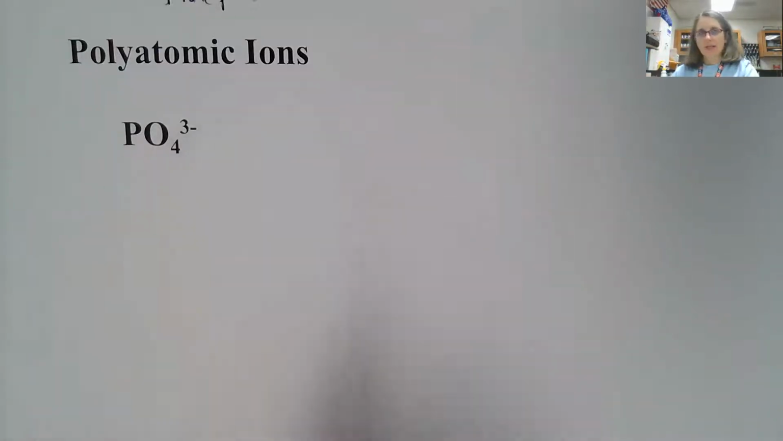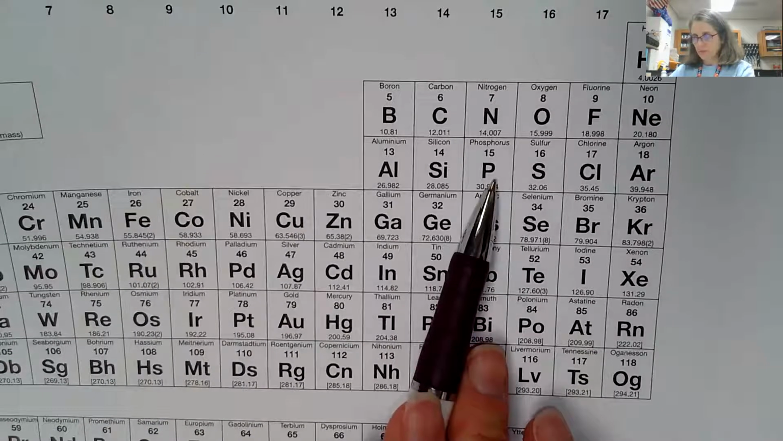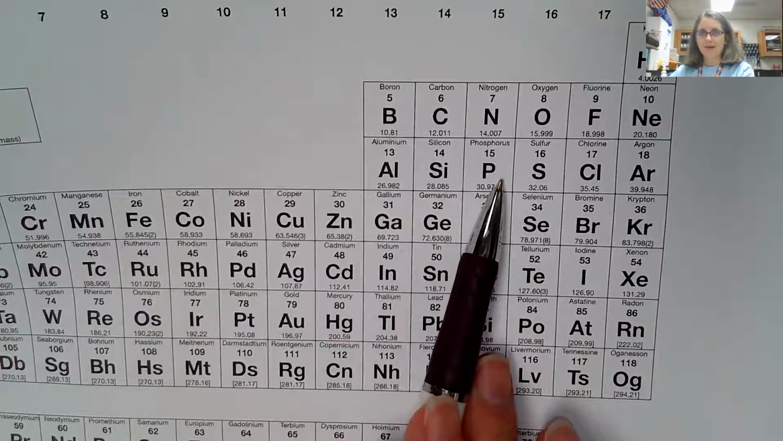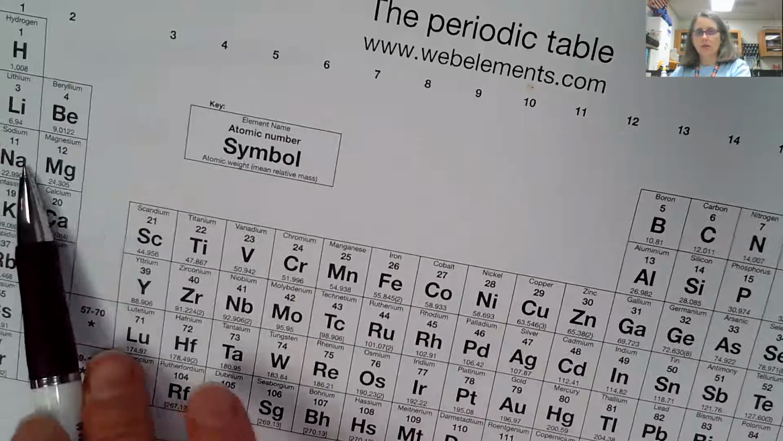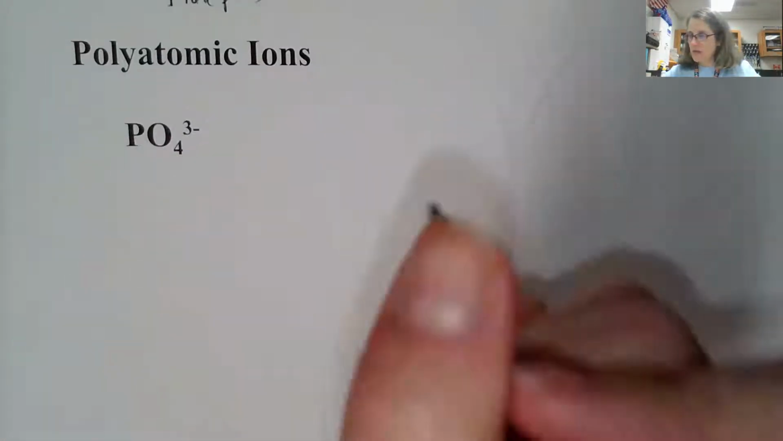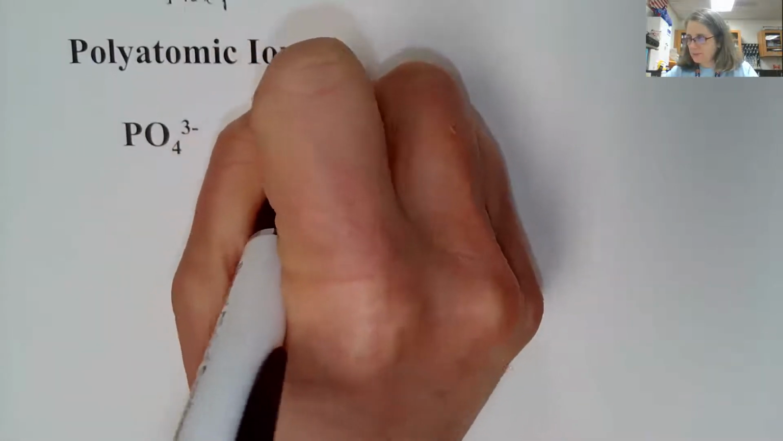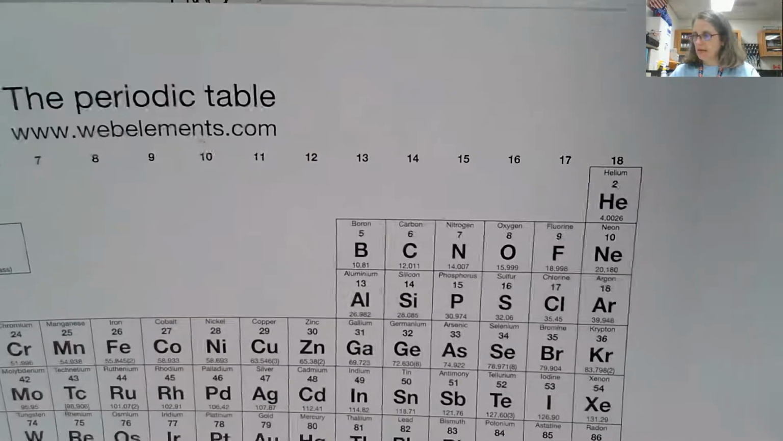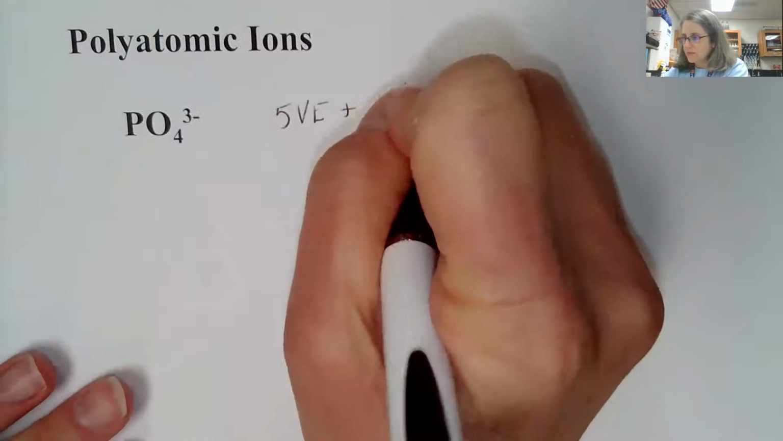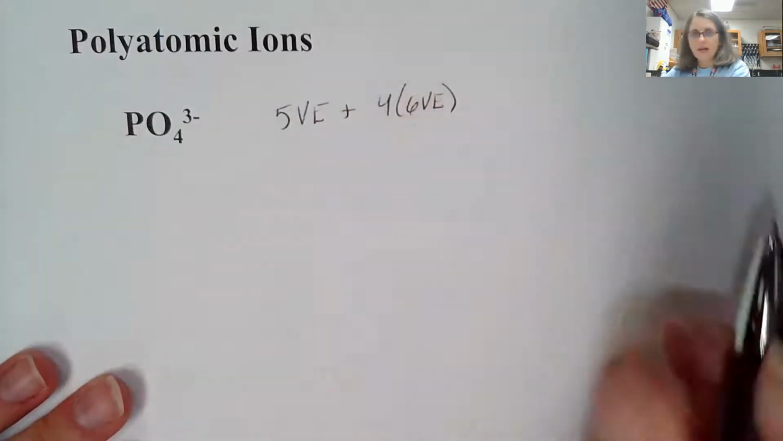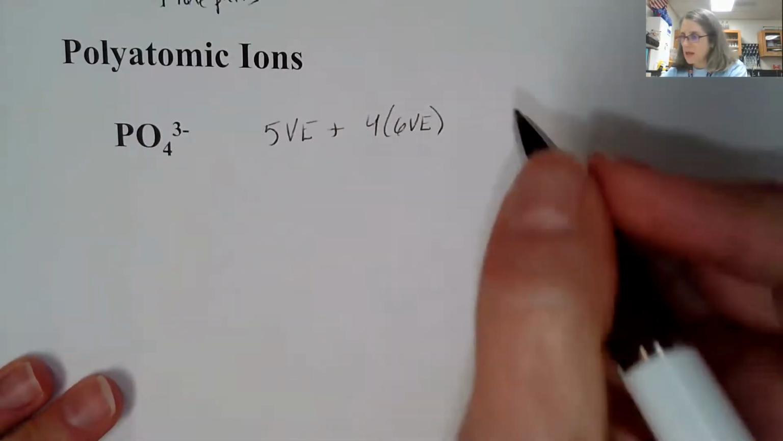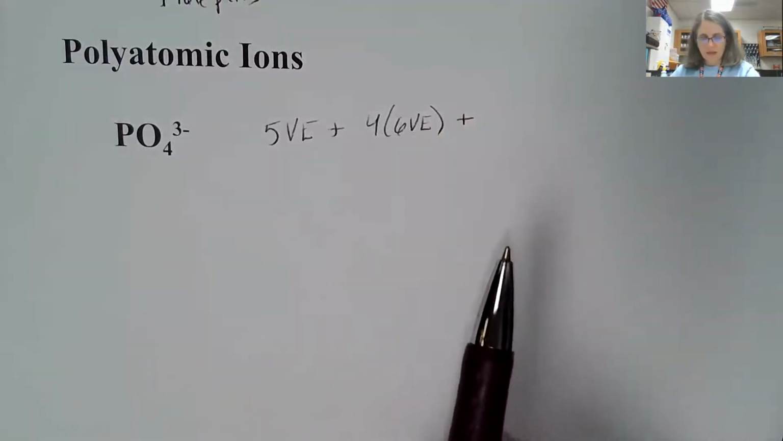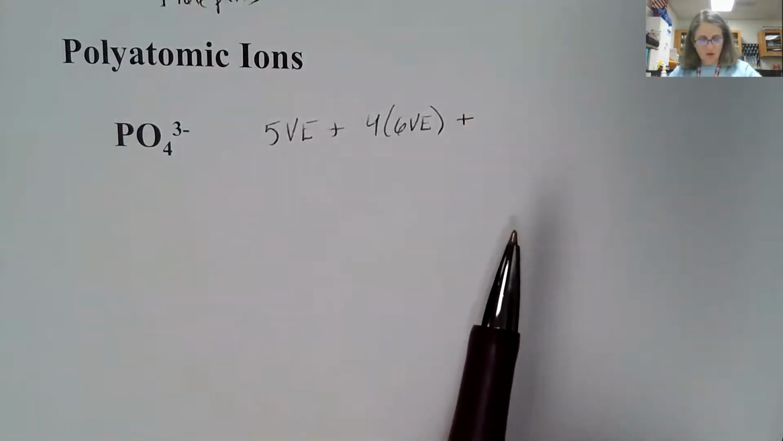So the first thing I'm going to do is count up all of the valence electrons. I'm going to start with phosphorus. Phosphorus is in the p3 column, so it has 3 electrons in the p orbital and 2 in the s. So phosphorus has a total of 5 valence electrons, plus oxygen. So we have oxygen here. Oxygen is going to have a total of 6 valence electrons, but I have a total of 4. So I have 6 valence electrons times 4, okay? And then I have something that is different, something we haven't talked about yet.